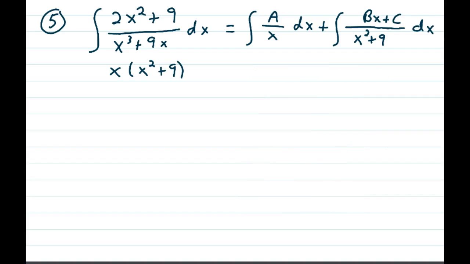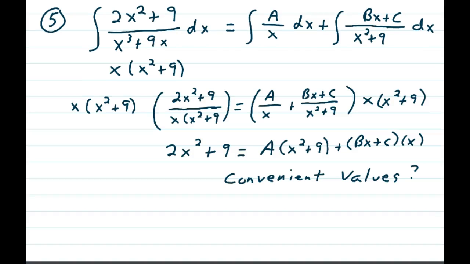So what happens in what we call a quadratic case, the x squared plus 9 being unbreakable, is you have to build a more complex numerator. So we're going to break this down into a over x just like we've always done. But then when we get to the integral of x squared plus 9 in the denominator, we're going to put a bx plus c because that would make it still proper.